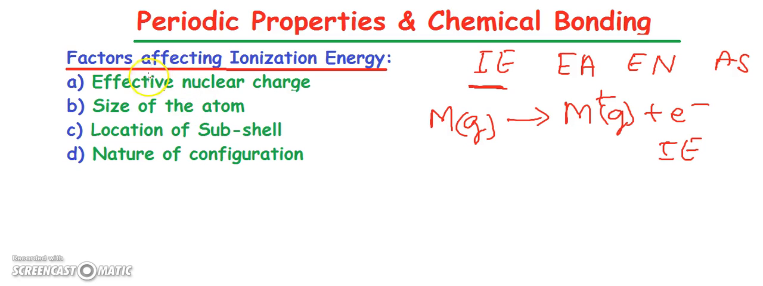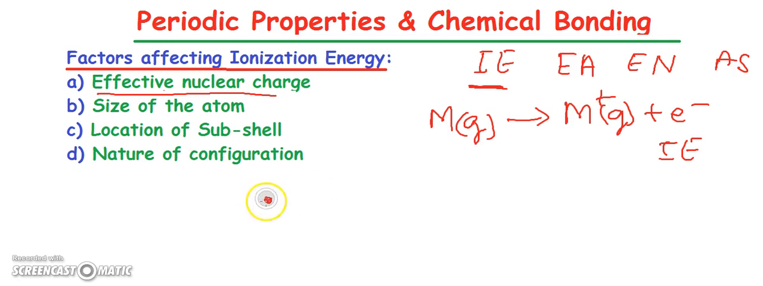Okay, so there are certain factors that affect the ionization energy. Here we have 4 factors that affect the ionization energy. First one is effective nuclear charge. Second is the size of the atom. Third is location of the subshell. And then we have the nature of configuration. So now what is this effective nuclear charge? Effective nuclear charge is the nuclear charge with which the nucleus attracts electrons.